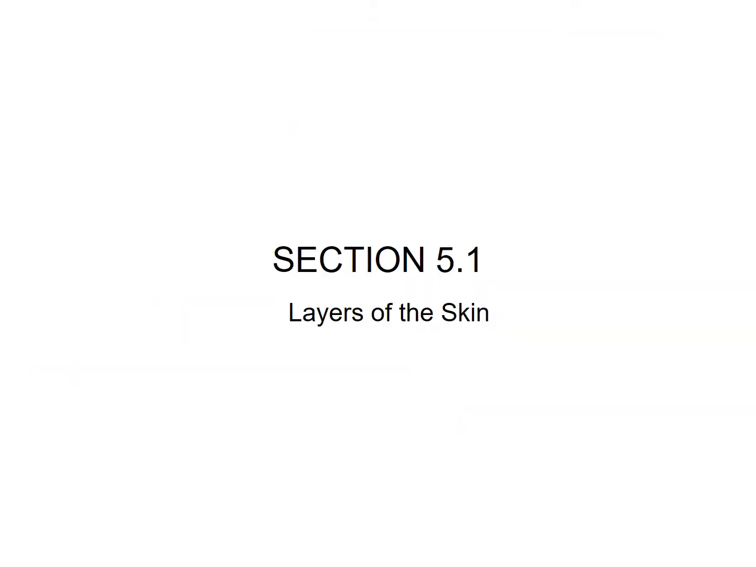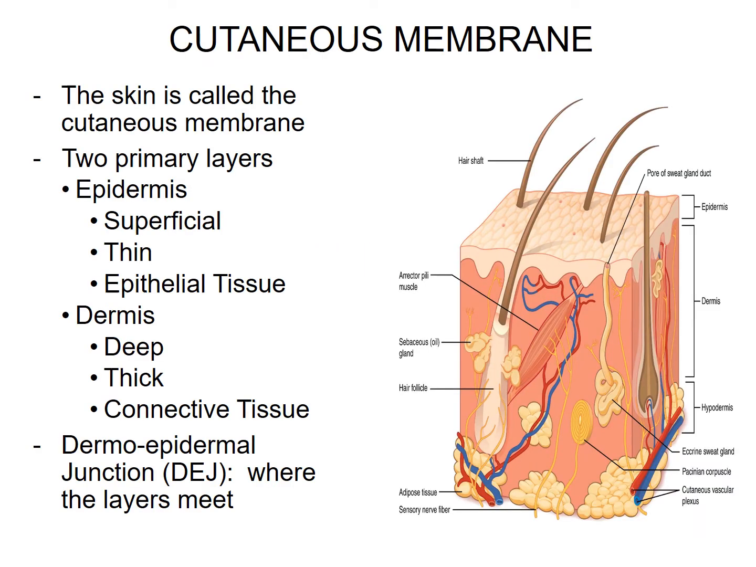So let's begin by talking about the layers of the skin. Another name for the skin, as I mentioned, is the integument. An additional name for the skin is the cutaneous membrane. So recall what a membrane is. It's just a barrier separating two things, right? With the skin, it's separating your outside environment, the outside world, from the inside of your body. So skin, cutaneous membrane are interchangeable.